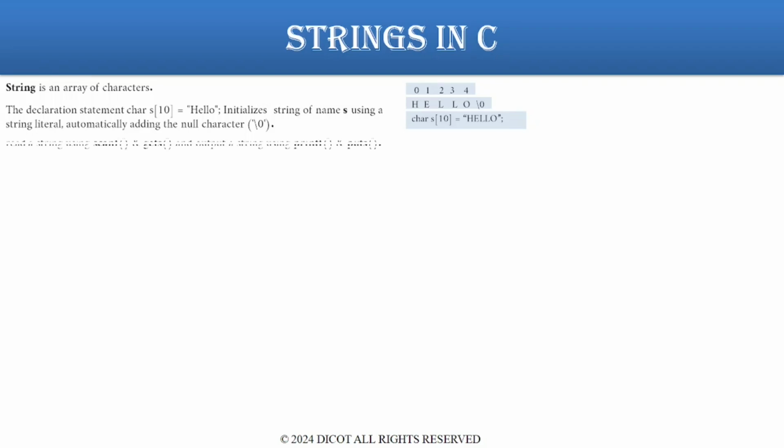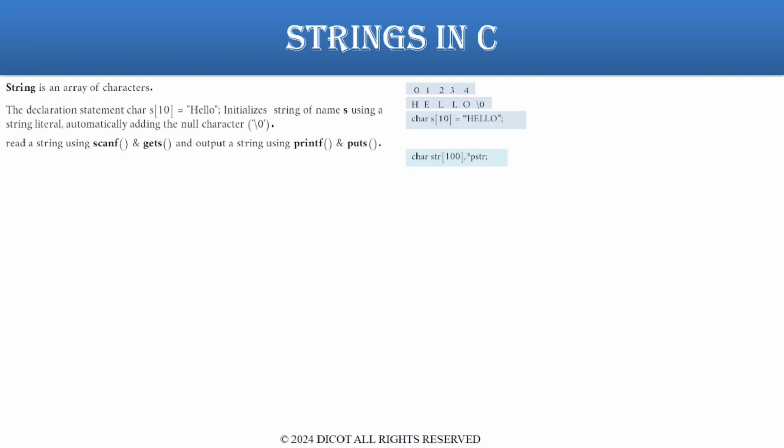We can read a string using scanf and gets functions and output a string using printf and puts functions. Consider this example. Here we have declared a string str of size 100 and pstr is a pointer to a character. Let's see how to receive a string from an input device.